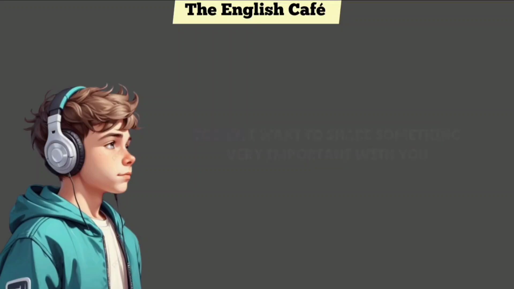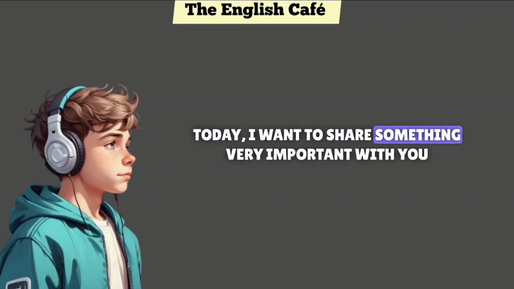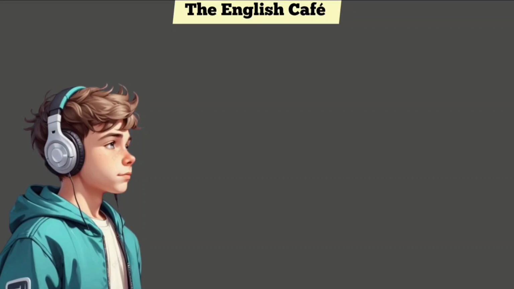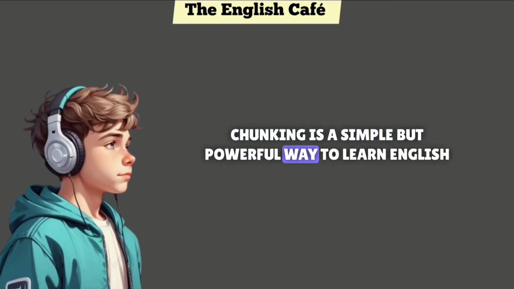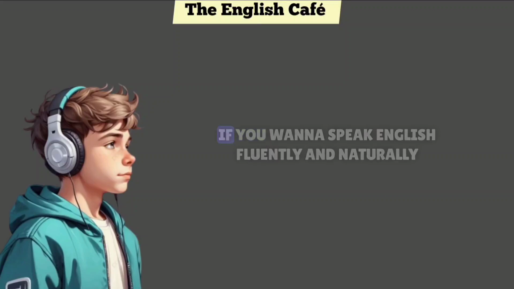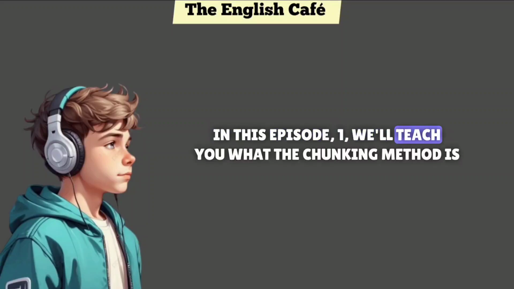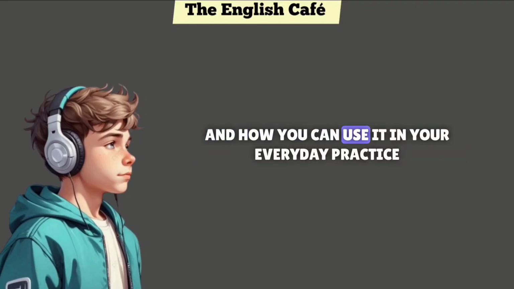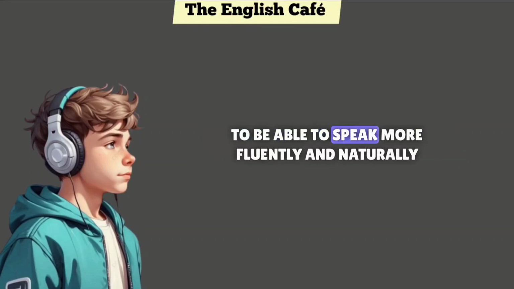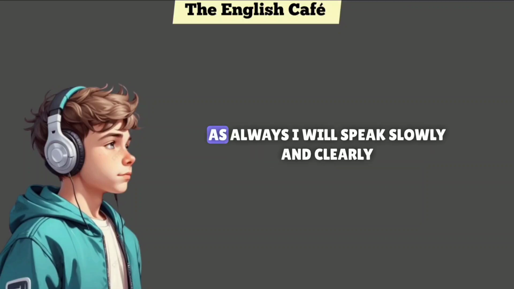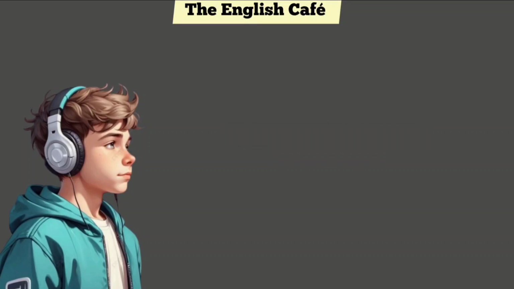I'm Jack. Today I want to share something very important with you. It's called the chunking method. Chunking is a simple but powerful way to learn English. If you want to speak English fluently and naturally, and if you want to think in English, then chunking can really help you. In this episode, I will teach you what the chunking method is and how you can use it in your everyday practice to be able to speak more fluently and naturally. As always, I will speak slowly and clearly to help you learn English step by step. So, get ready and let's begin.